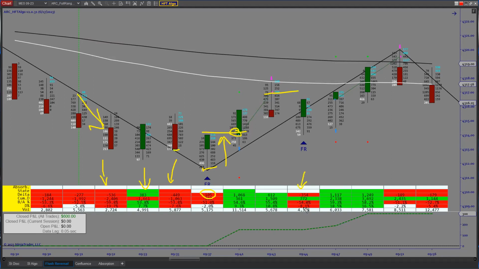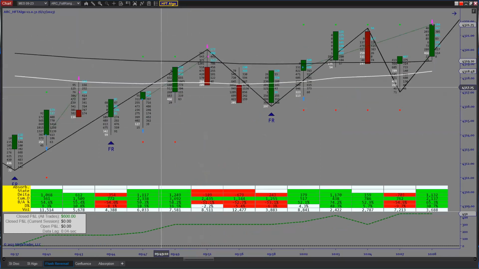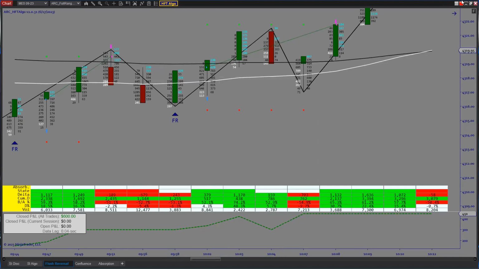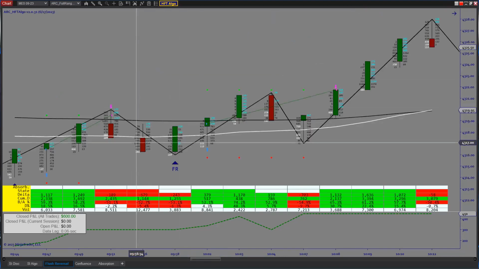Negative net delta and bullish close. There's your signal. There's your trade. There's your target. I like this a lot. I really do. Let's take a look at this one.